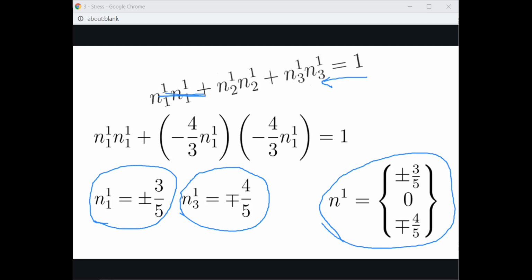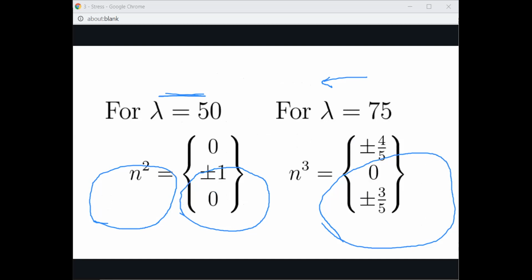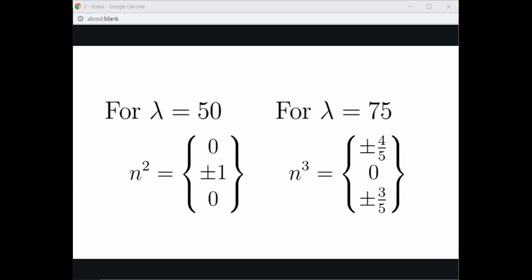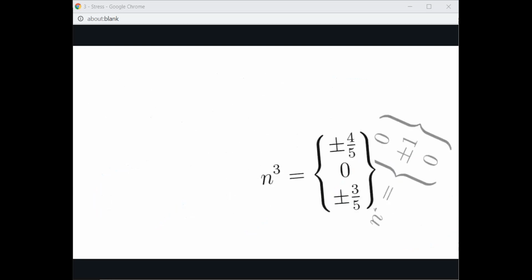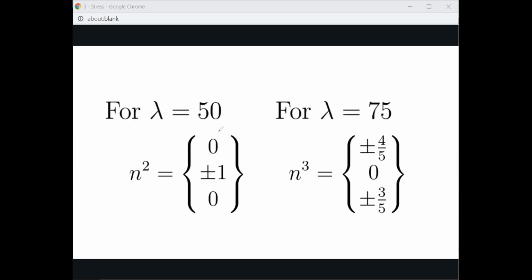Now we do the same thing for lambda equals 50 and lambda equals 75. So just a piece of advice, okay? Sige. Sir, sa lambda equals 50, hindi po ba magkakaroon ng 0 equals 0 sa second equation? Sige, let's try to, sige na nga, pakita ko kung paano.